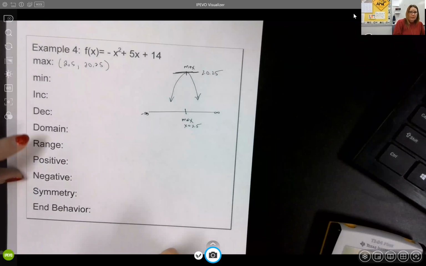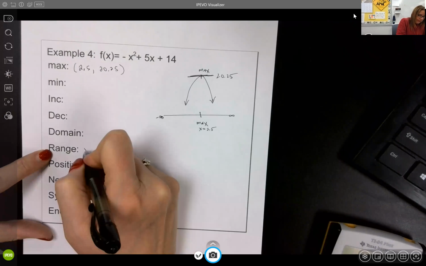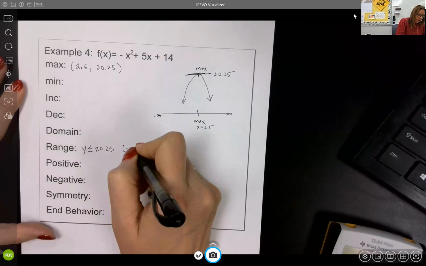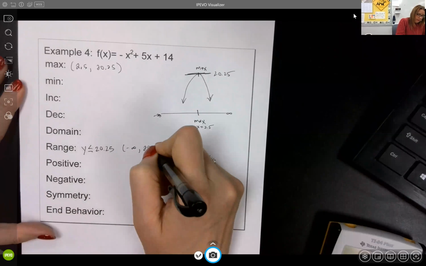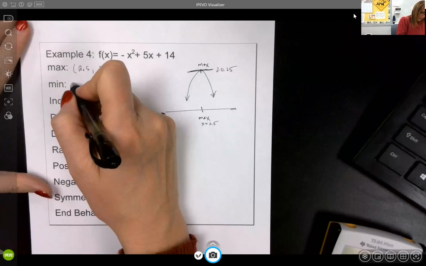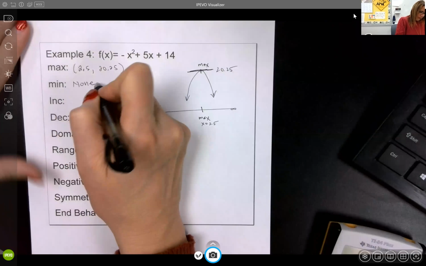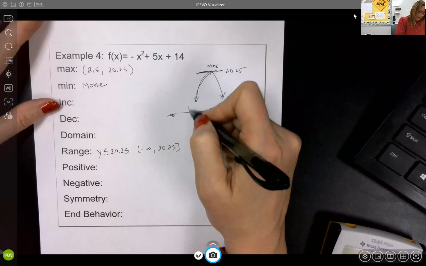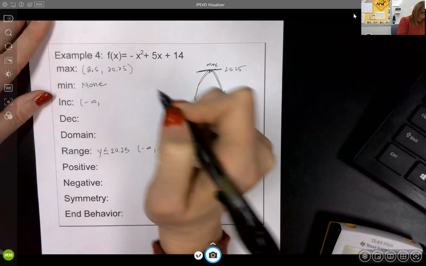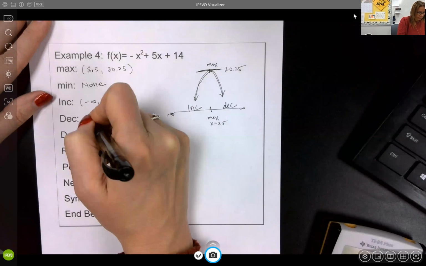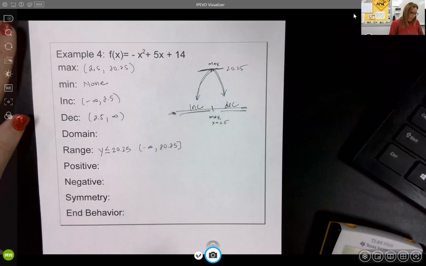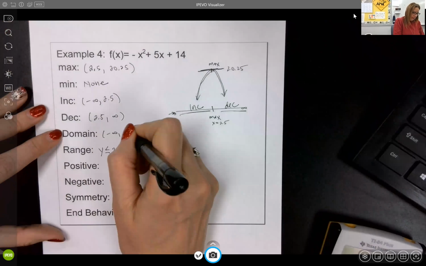Okay, which means this graph is going to stop at 20.25. That's going to matter when I do my range, right? My range is going to be y is less than or equal to, so it's underneath 20.25, which means -infinity up to 20.25. Okay, there's no min. It's going up first and then decreasing. So it's increasing from -infinity to 2.5, and then it's decreasing from 2.5 to infinity. Increasing, decreasing, right? Domain is -infinity to +infinity.